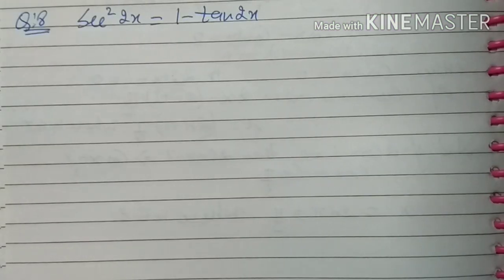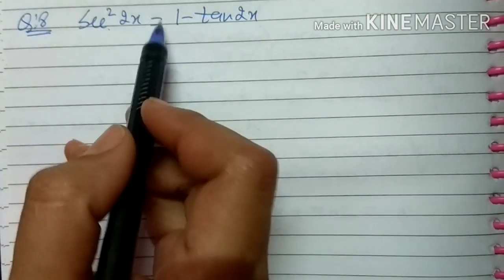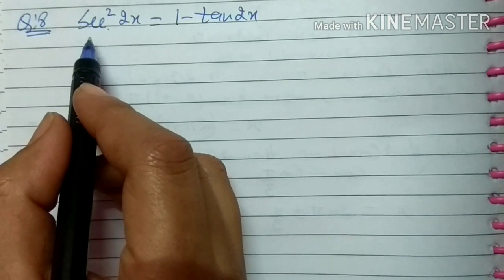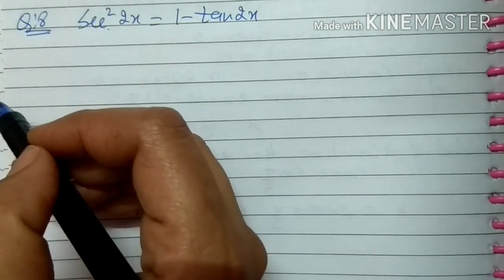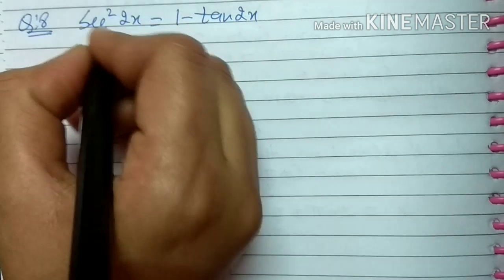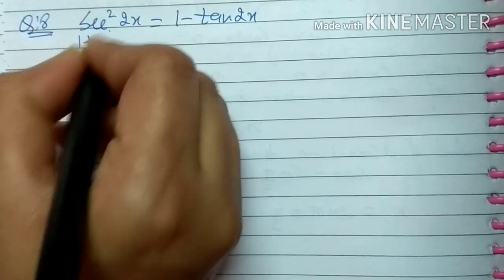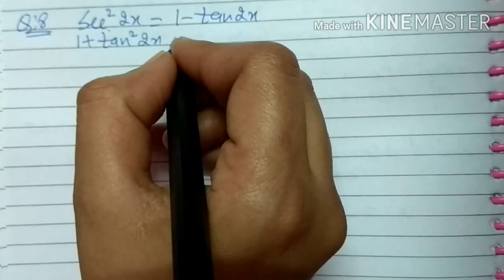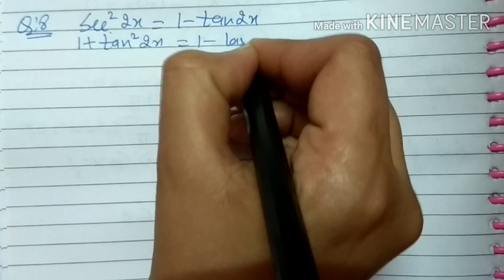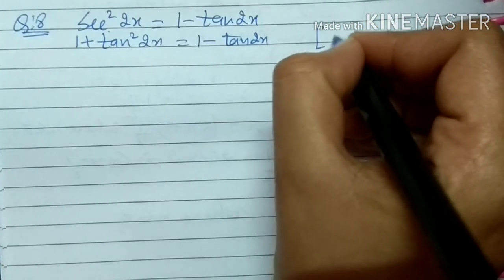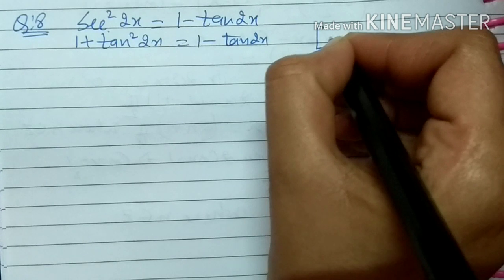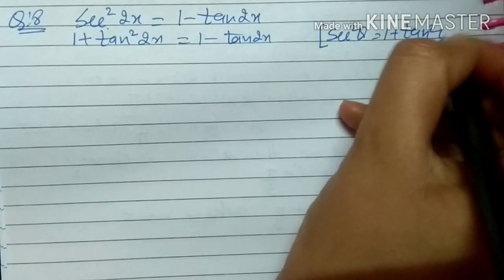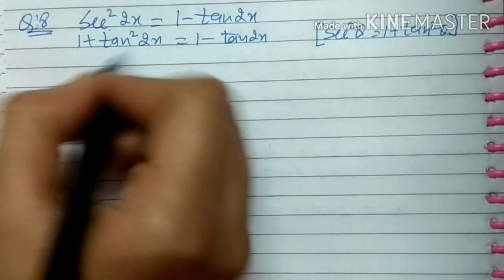Start the question number 8. In question number 8, we have secant square 2x equals 1 minus tan 2x. We know the identities which were used in the 10th class and in the earlier exercise of this chapter, that is secant square theta is 1 plus tan square theta. Here we have 2x, so we have 1 plus tan square 2x equal to 1 minus tan 2x. We are writing the identity used here, that is secant square theta is 1 plus tan square theta. Clear? So 1 cancels from both sides.